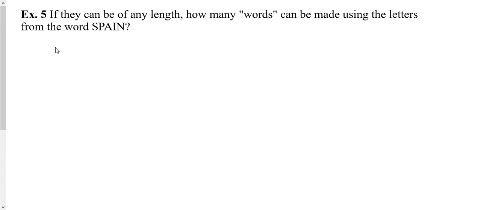In example 5 it says, if there can be any length, how many words can be made using the letters from the word Spain? So here, any length meaning you could use 1 letter, 2 letters, 3, 4, or even at most 5 letters there. Again, you could use FCP to do this or use your equation. I'm just going to opt to use the equation this time. So for the first word, we have 5 letters to choose from. We're going to pick one of them. Then the second word will be 5 perm 2. Then 5 perm 3, and so on and so on.